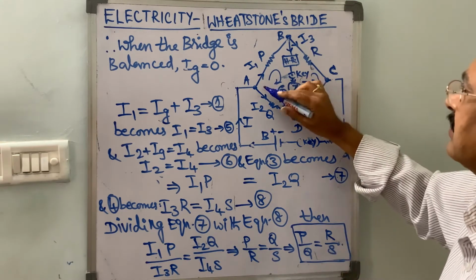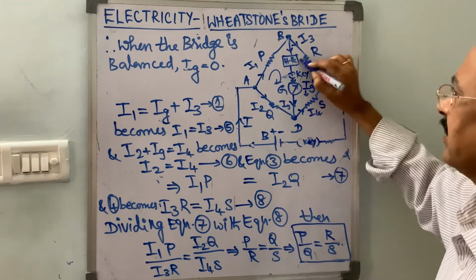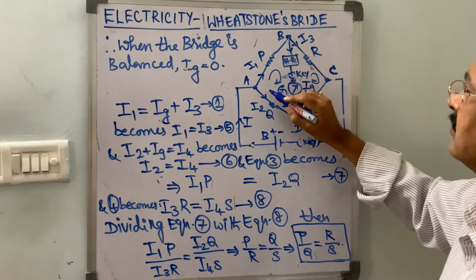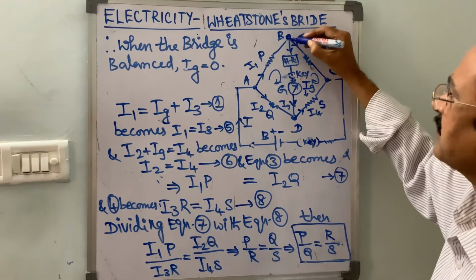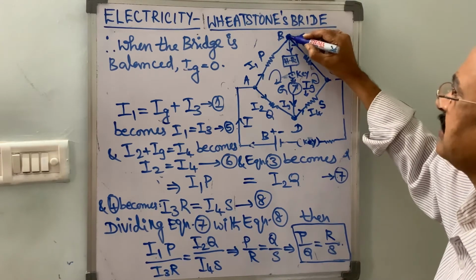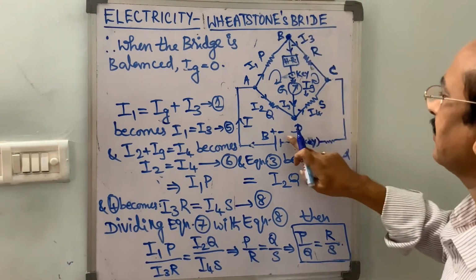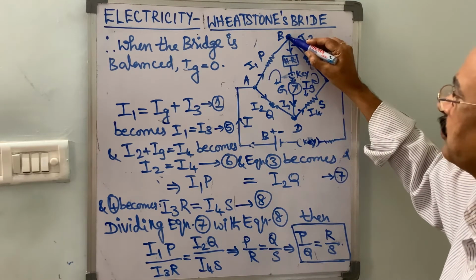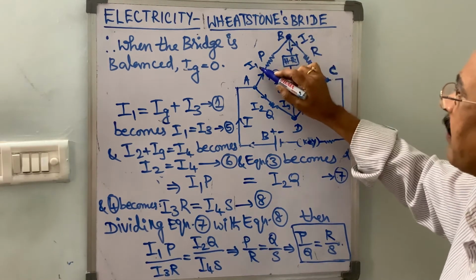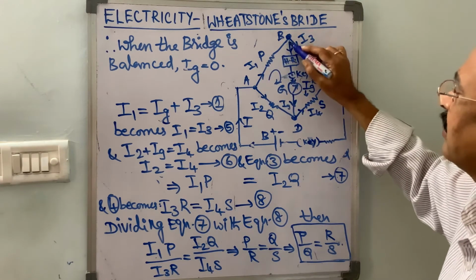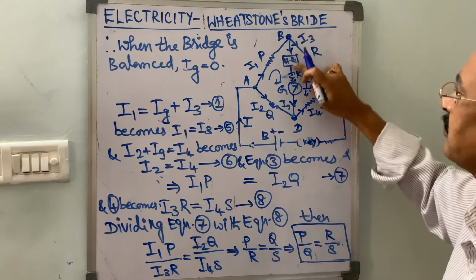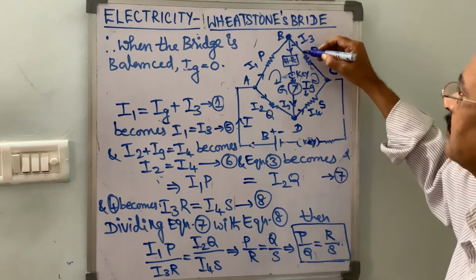Here the resistances are arranged like a bridge as shown in this diagram, and Kirchhoff's first law is applied to the junctions B and D in the first part. The current flowing towards B is I1 only, and going out are Ig, the current flowing through this galvanometer, and also I3.